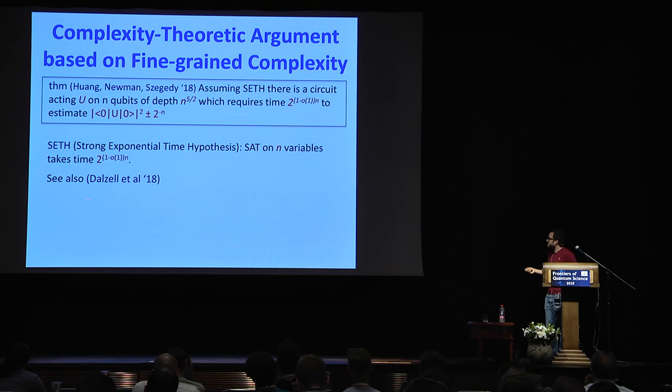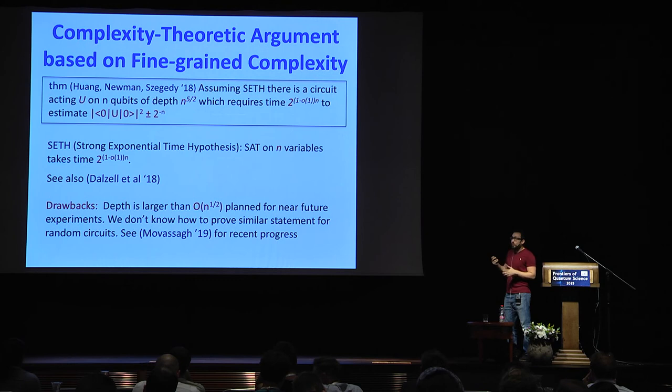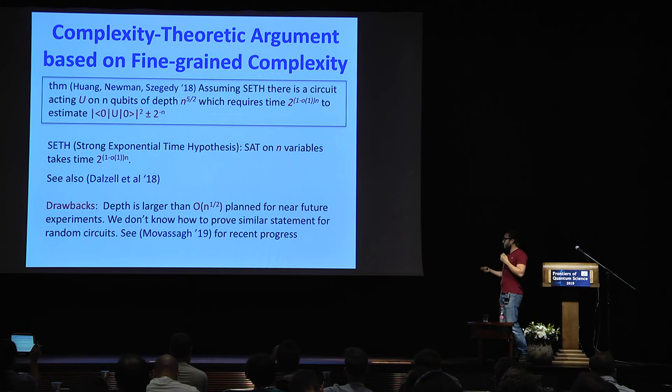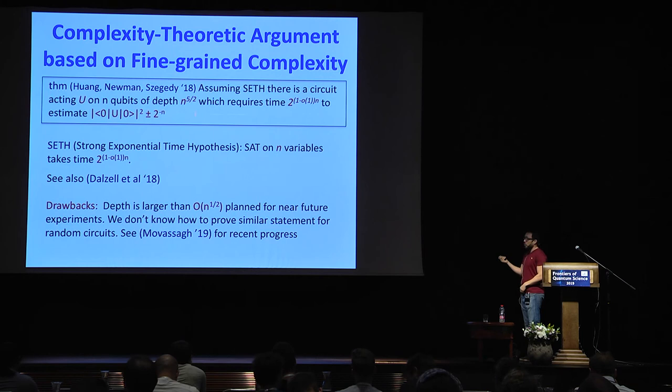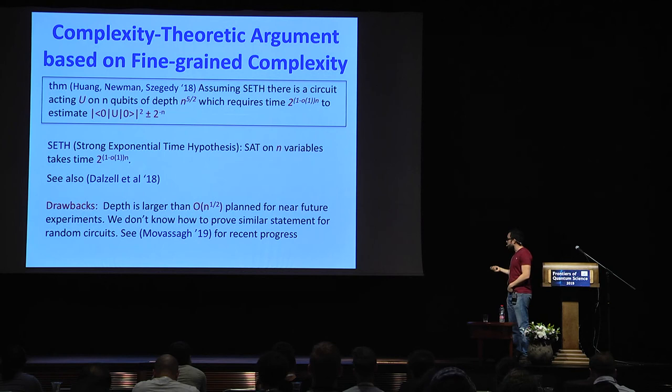Dalzell and others also study this. This is called fine-grained complexity, and it uses fine-grained complexity to get concrete lower bounds on the time, which is what matters, because in the experiment we have finite numbers. So what is the drawback of that? This almost gives a complete picture of the hardness, under at least this assumption on the error. But there are some drawbacks. First, the depth of this construction is n to the 5 over 2. The depth that we are at is more like square root of n. So the depth will be much bigger than what we can potentially do and verify in these future experiments.